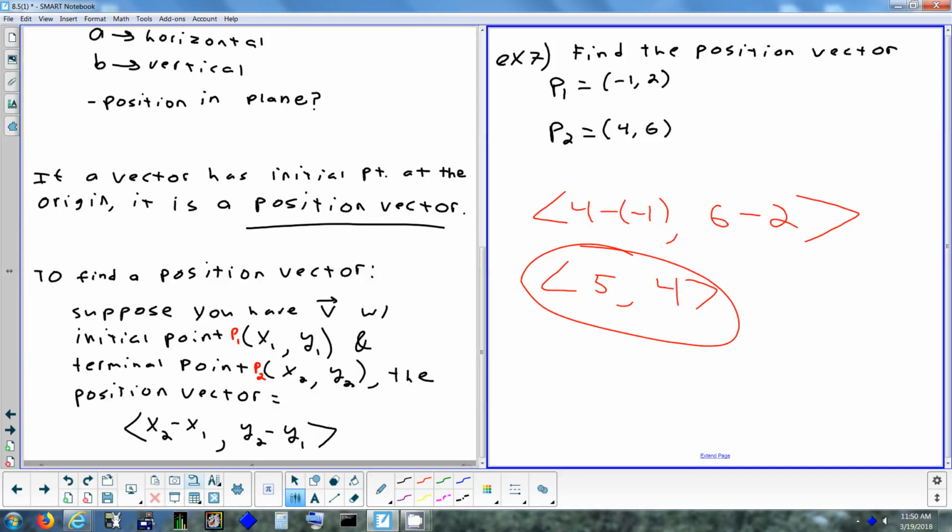Right, so if you wanted to sketch that vector, and you wanted to start at the origin, put your initial point at the origin, put your terminal point right 5, up 4. Any question on how to find a position vector?